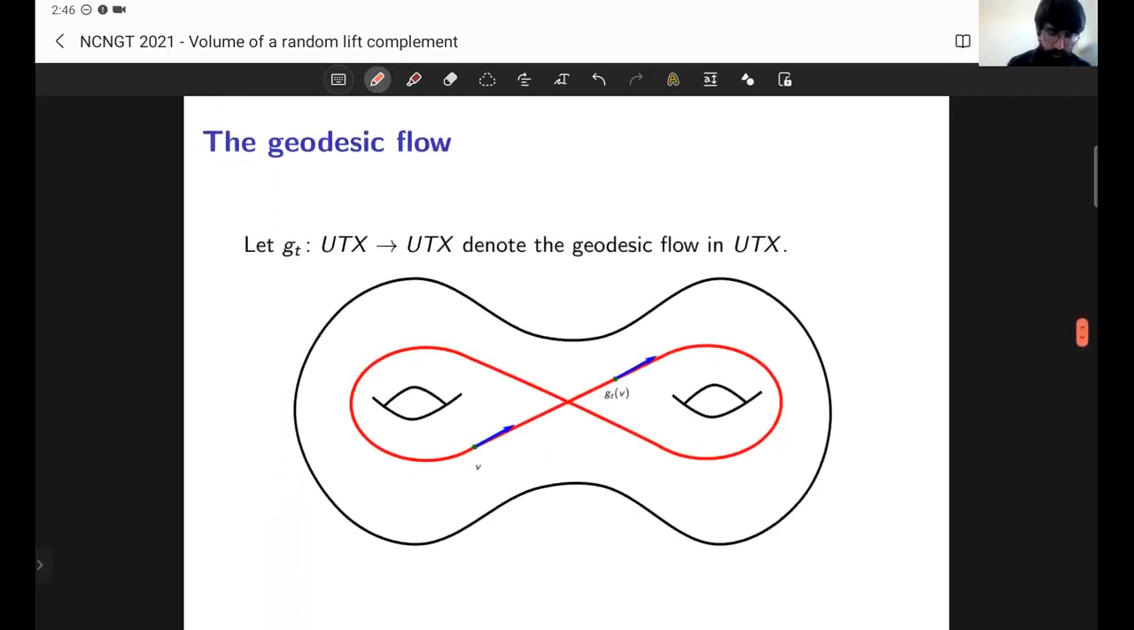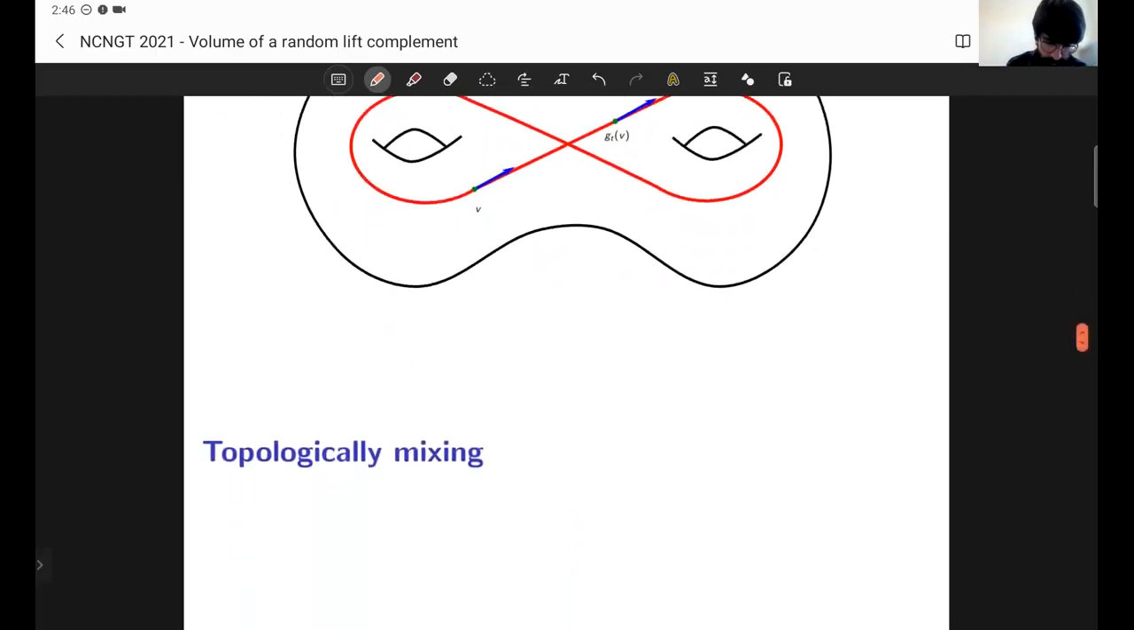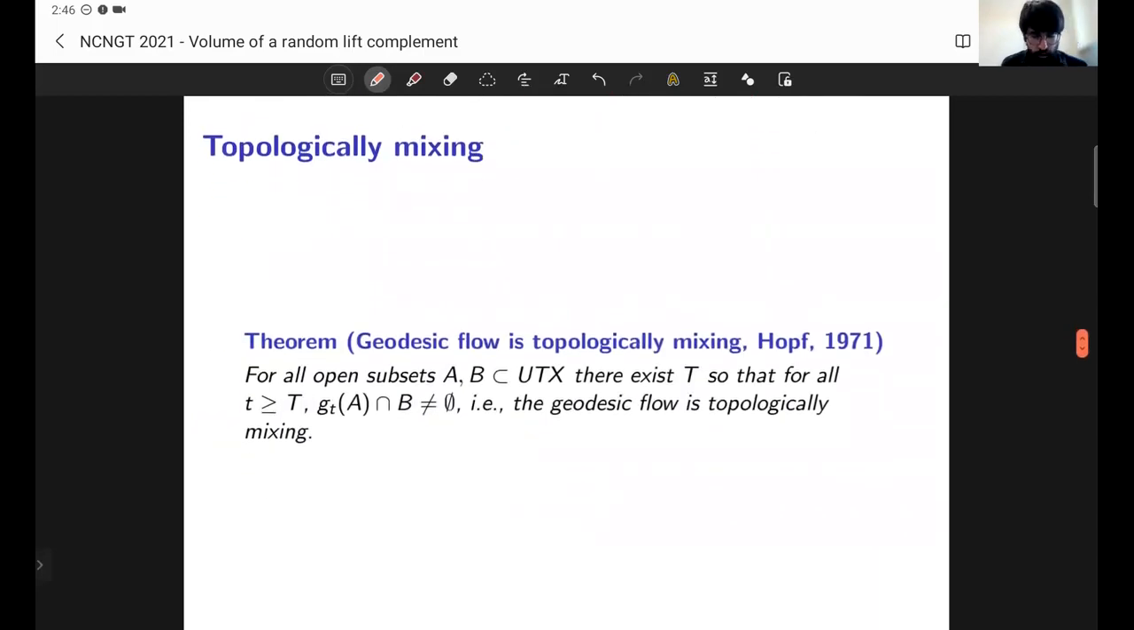So again, let me remind you the geodesic flow is defined as follows. You pick a point in the unit tangent bundle and flow along the corresponding geodesic for time t. Here it will be denoted by g_t. The geodesic flow is topologically mixing.